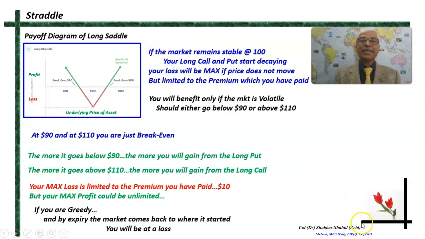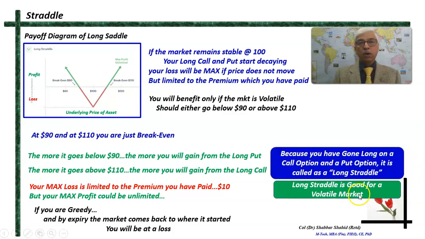All right. But if you are greedy, if the price goes lower or if it goes higher and you still don't get out of your situation, and suppose the price comes back to 100 at the time of expiry, again you will be in a loss. Got it? Because you have gone long here, it is called a long straddle. In the earlier case, you had gone short, so it was called a short straddle. Long straddle is good for a volatile market. In the previous case, the short straddle was good for a stable or a range bound market.